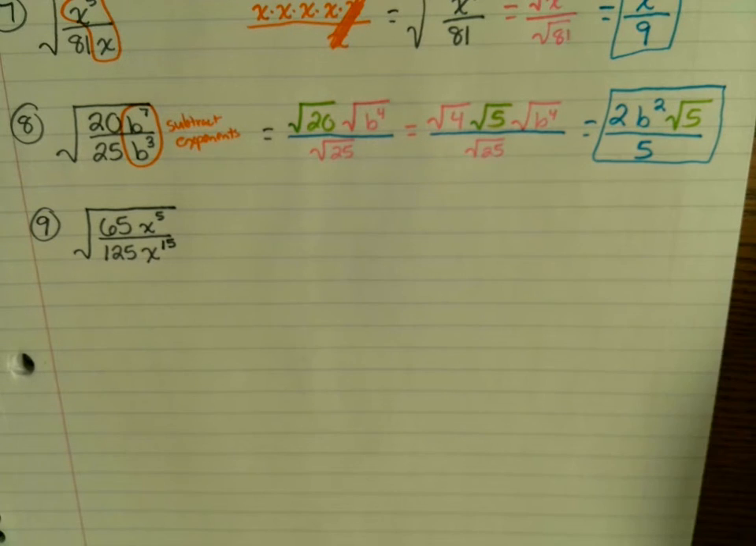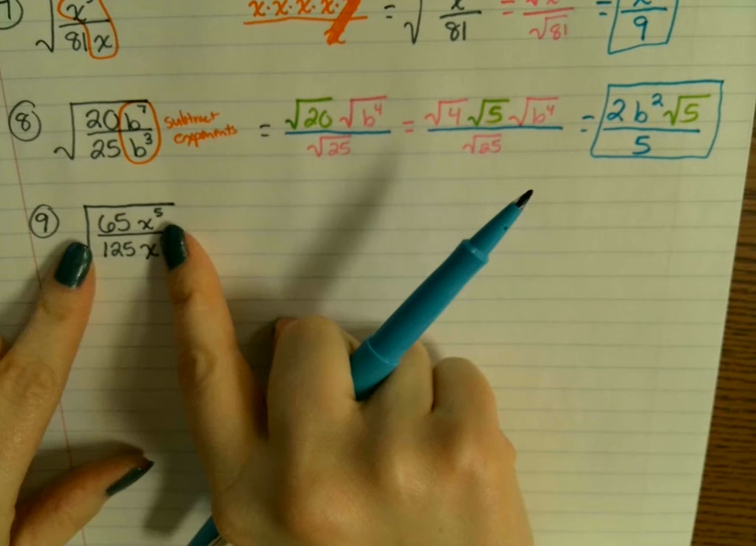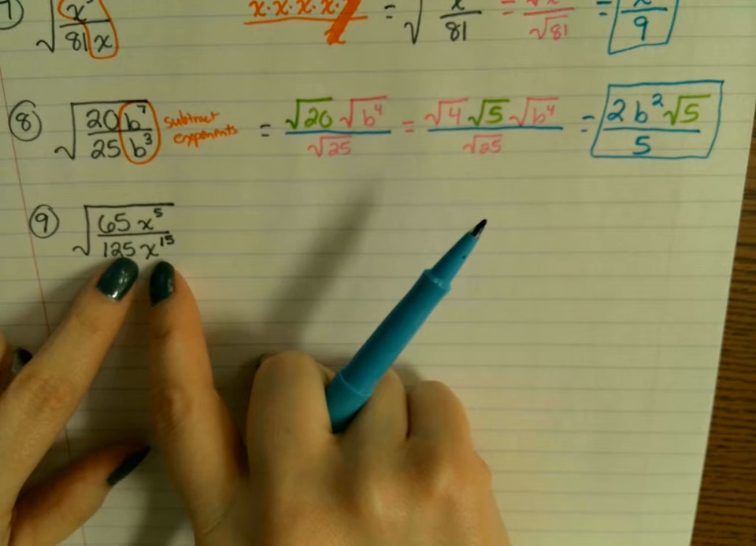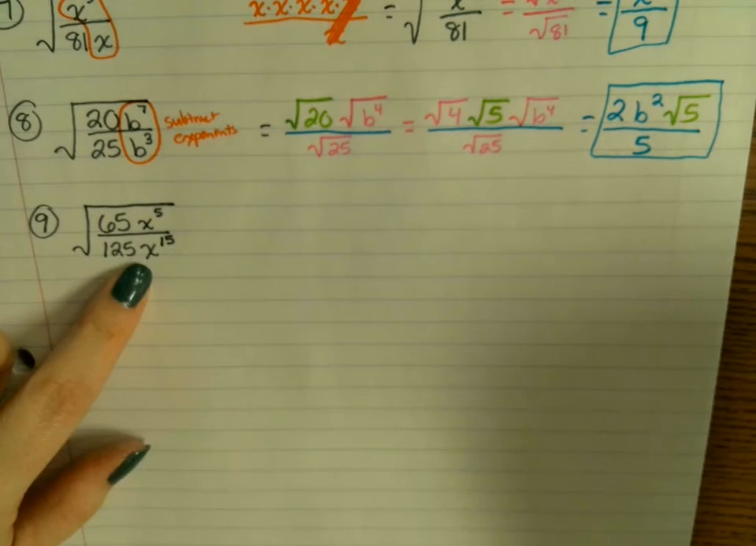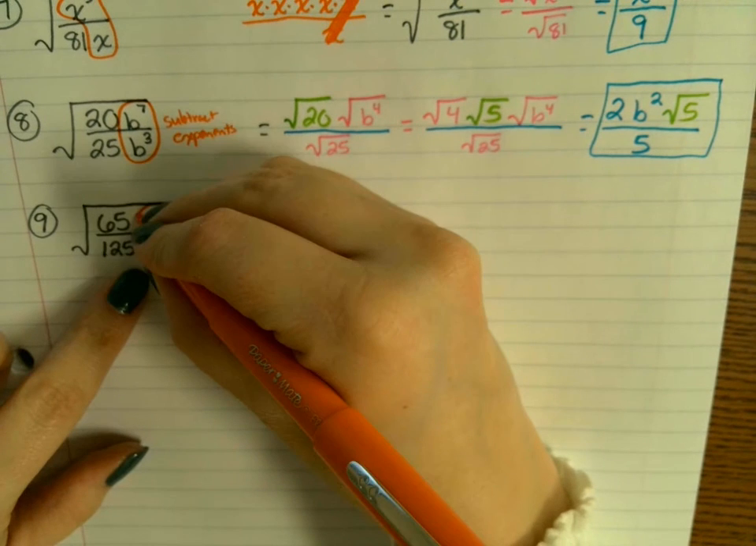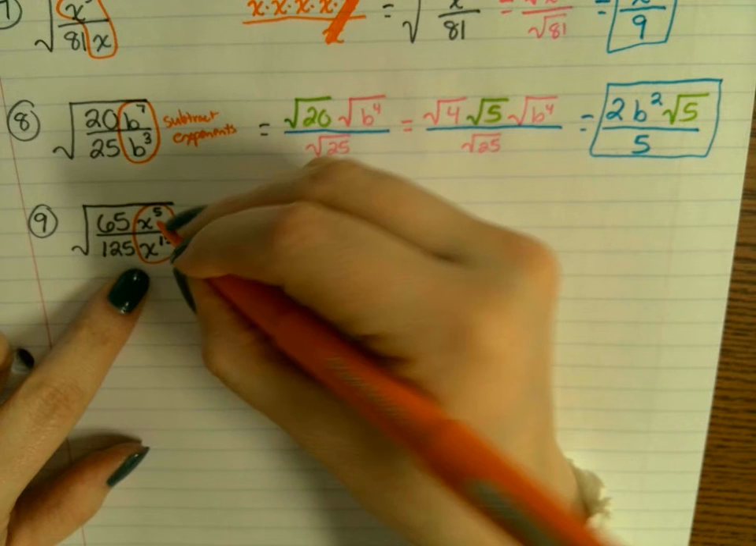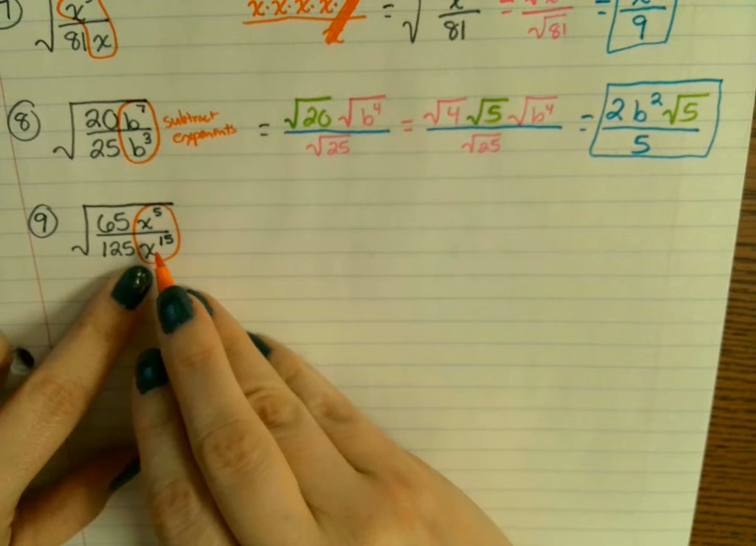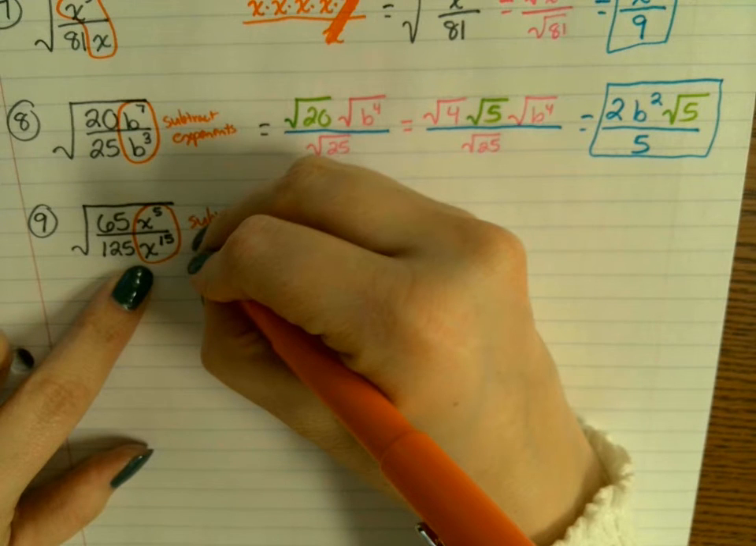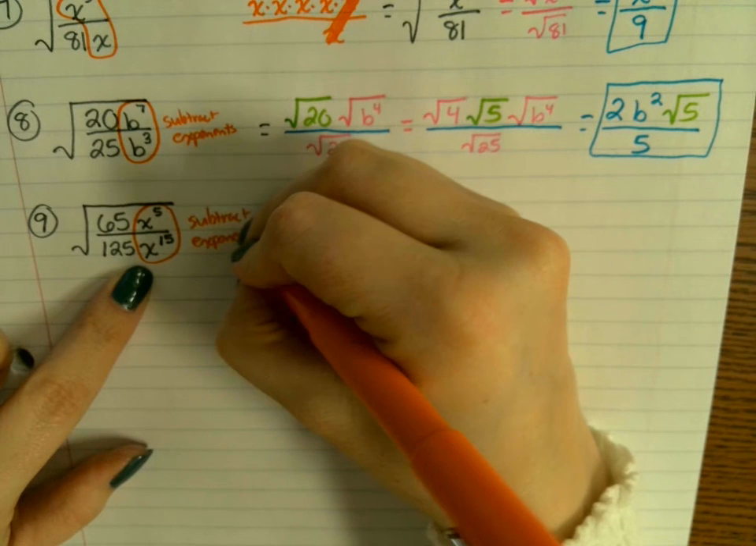So we have a non-perfect square on the bottom, 125, and x to the 15th. Those are both not perfect squares. Let's go ahead and simplify the variables first. So x to the 5th over x to the 15th. If we subtract those exponents, what are we going to get? X to the 10th. And is that going to go on the top or the bottom?